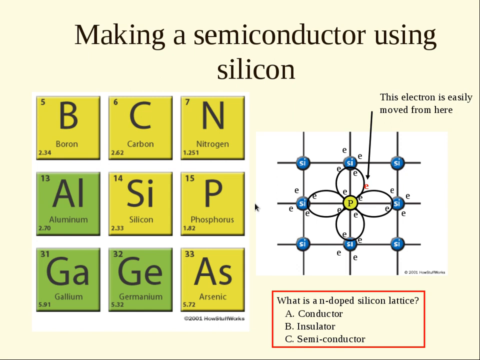Easy to move around. So what is this? If you have an electron that can move around easily, it's a conductor because it's going to allow you to push the electrons, or allow you to have an electronic flow through the lattice.